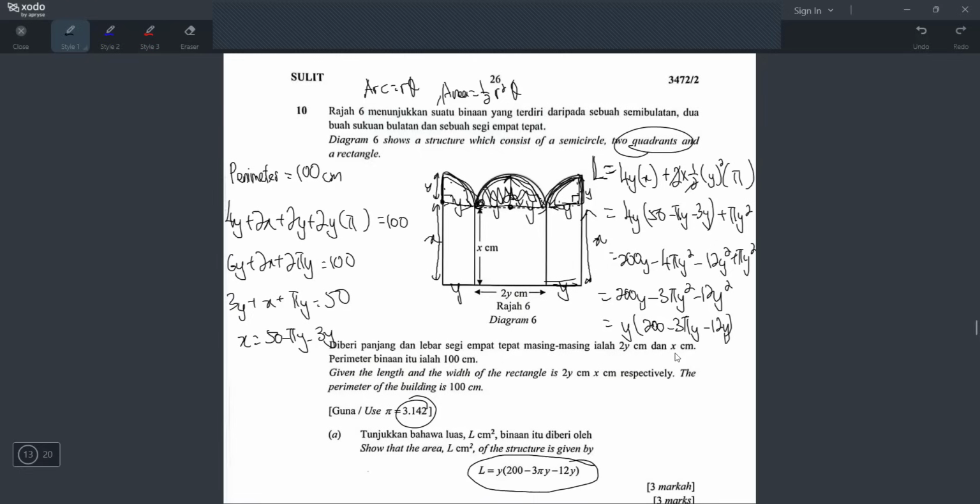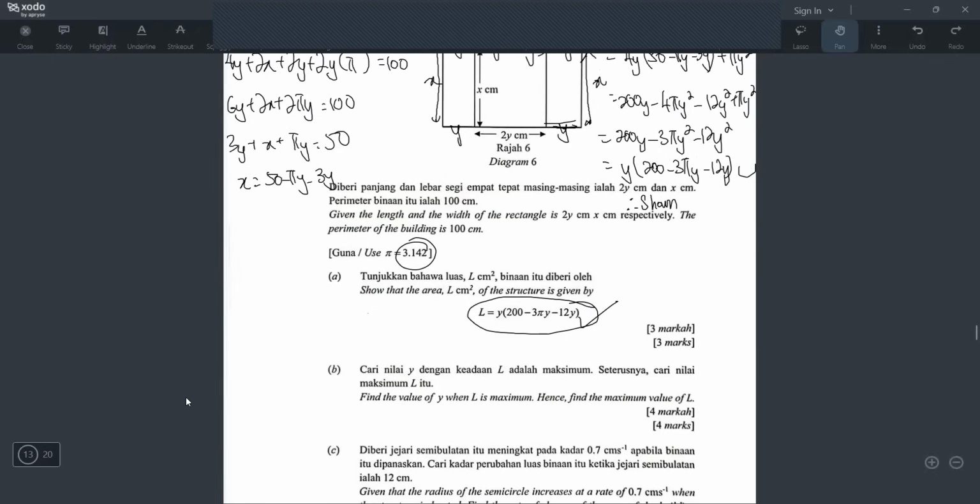And why do I take out y? So that my answer will be the same with this. That's why I take it out. So you can see it's exactly the same already. So once it's the same already, then we can write "shown", right? Because they want me to show, right? So that's the answer. Done. Okay, what about B?